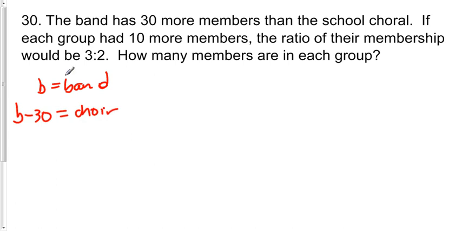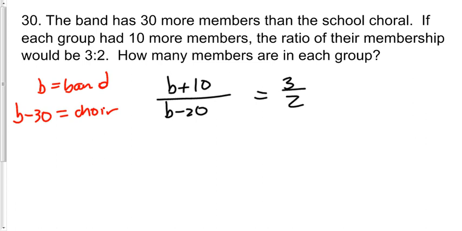Now, if each group had 10 more members, the ratio of their membership would be 3:2. So if I say the band kids plus 10 more over the choir kids plus 10 more, that would give me B minus 20 instead of B minus 30. It should equal the ratio 3:2. Now let's eliminate our fractions. I'm going to multiply each one by 2 over B minus 20. And I'm going to let you finish this problem. How could you solve this for B? And then you need to say how many members are in band and how many members are in choir.